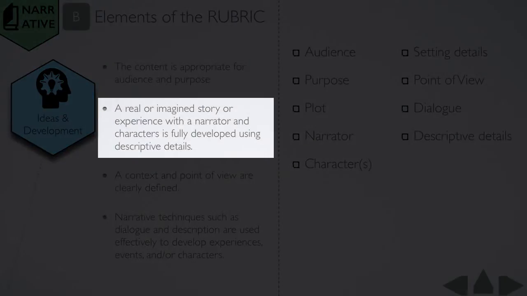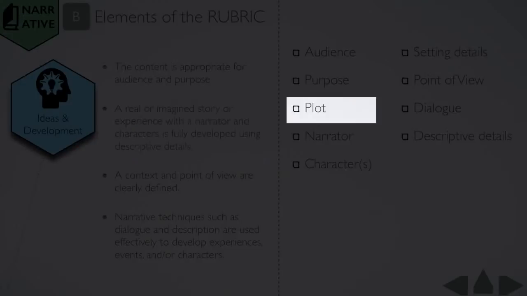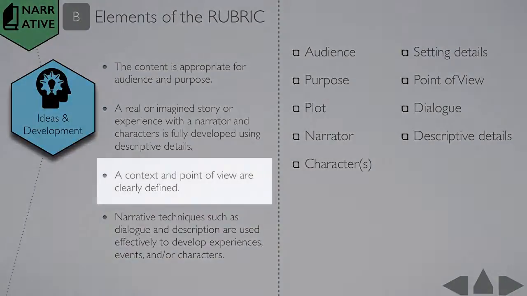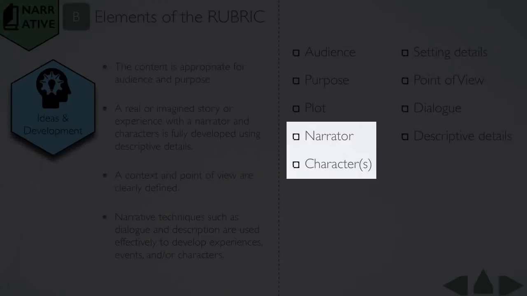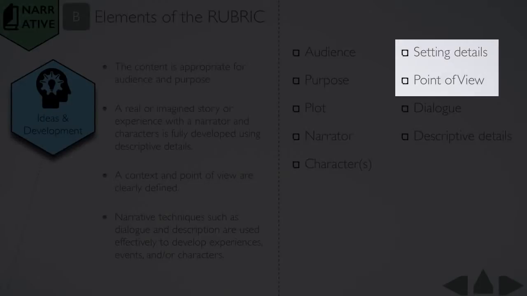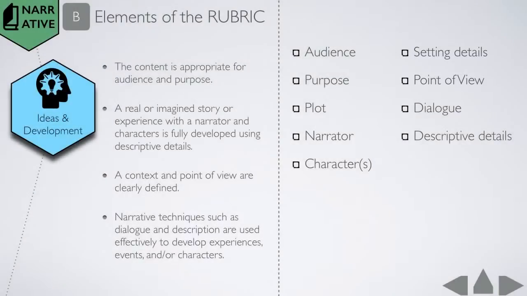A real or imagined story or experience with a narrator and characters is fully developed using descriptive details. Well, we can condense that down and say, hey, you've got to have a plot. A context and point of view are clearly defined. So that really happens, the point of view happens through our narrator and characters. They really help build not only the setting, but the point of view. They help establish that when we have strong narrators and characters written in our story.